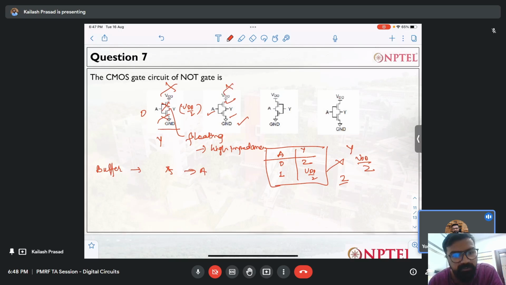What about the third circuit? Anybody want to give your opinion on the third circuit? It's interesting, right? Here A is here and Y is on the other side. It's a NAND gate. Imtiaz is saying that it's a NAND gate. The third one is a NAND gate. What about others?